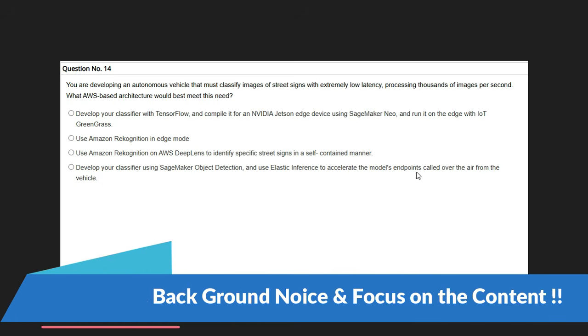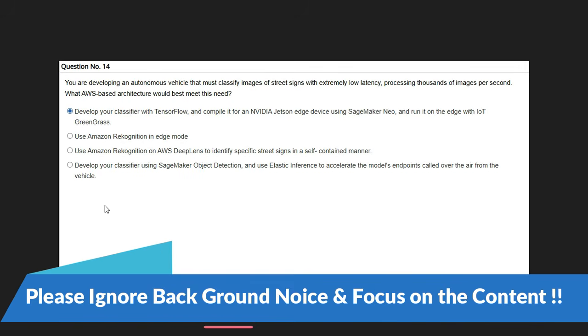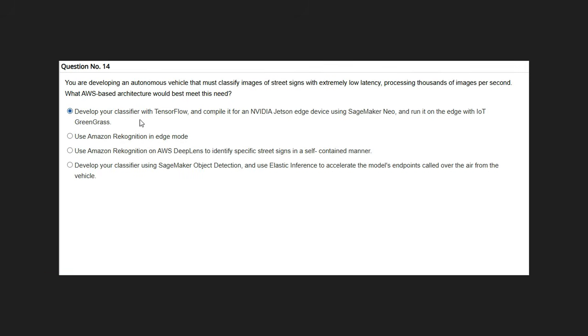So the answer is option A, develop your classifier with TensorFlow and compile it for an NVIDIA Jetson Edge device using SageMaker Neo and run it on the edge with IoT Greengrass. Question number 15, most important one.